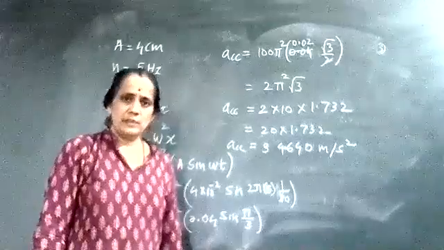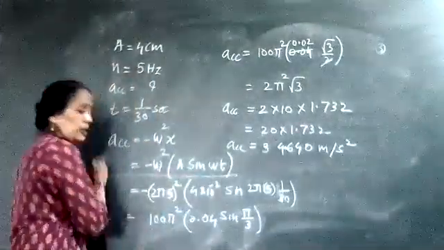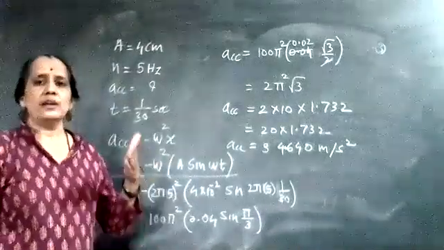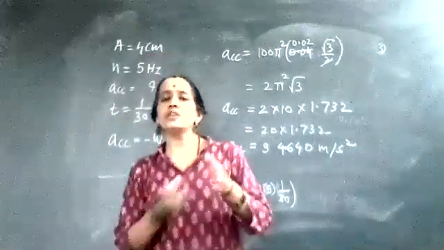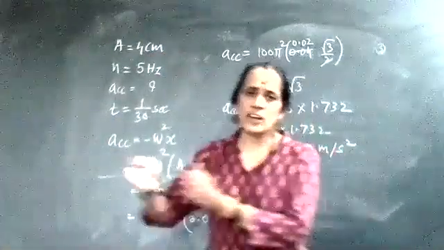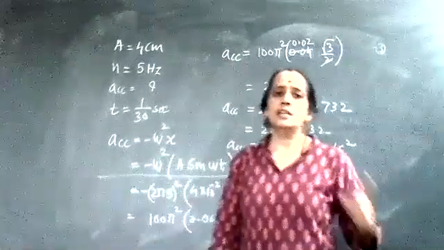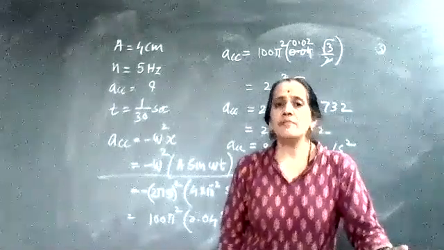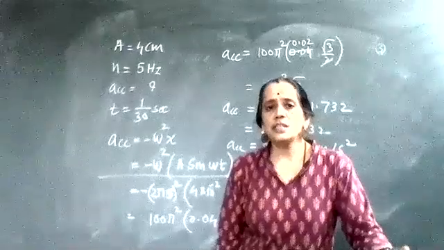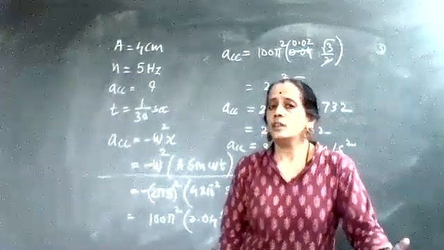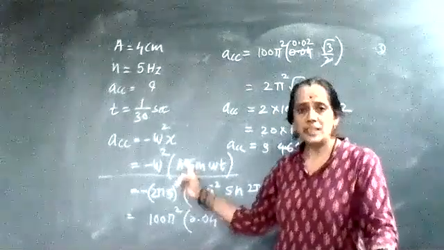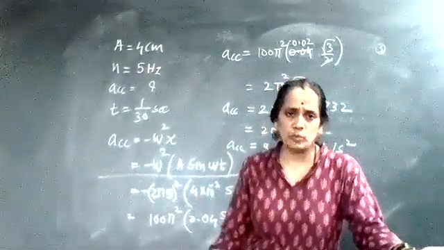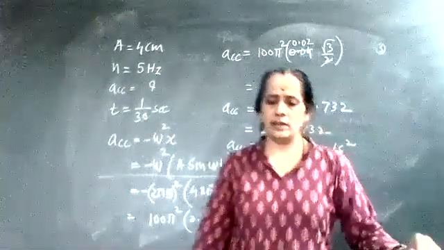Very simple. Only the thing you have to remember is this: in the numerical problem it is given, calculate the acceleration after the time instant 1 by 30 seconds when it has just passed through the mean position. Just passed through the mean position means what? You have to take the displacement equation for when the particle starts from the mean position. And when a particle starts from the mean position, its initial phase angle is always 0. Therefore, your displacement equation is only x is equal to a sine omega t. Finished. And the rest of the things are given in the problem. No problem. Right? Okay. Fine.